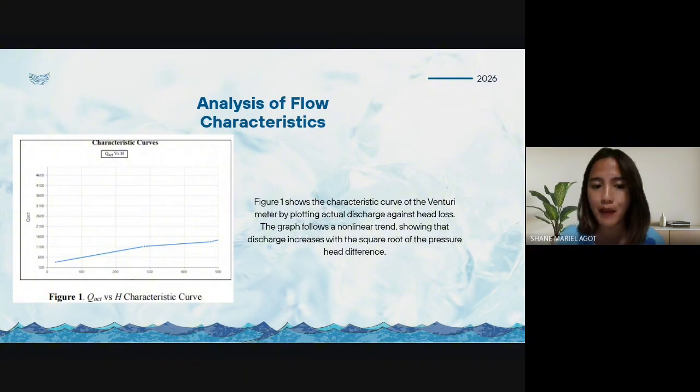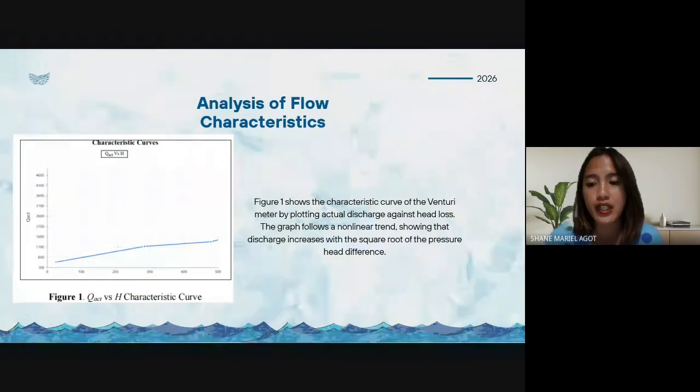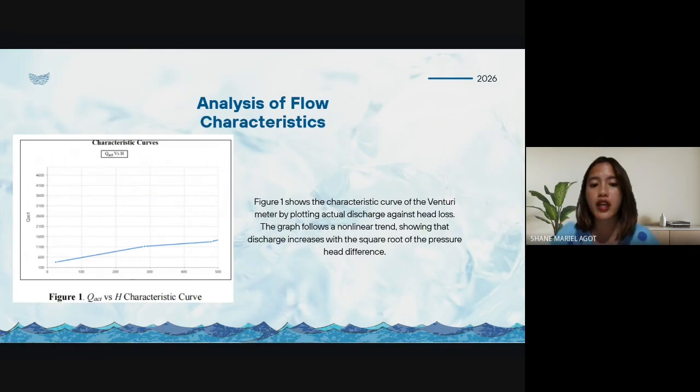So the result demonstrates that the discharge is proportional to the square root of the head difference, expressed as Q proportional to the square root of H. This means that as the flow rate increases, a much larger pressure difference is required to produce that increase in discharge. The graph also shows the higher volumetric flow rate requires progressively greater pressure drops as fluid passes through the restricted throat section of the venturimeter. Overall, the result confirmed the expected relationship between the discharge and pressure head difference based on the principle of fluid mechanics and venturimeter operation.